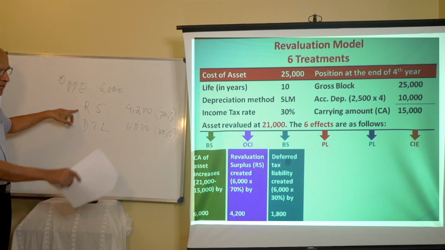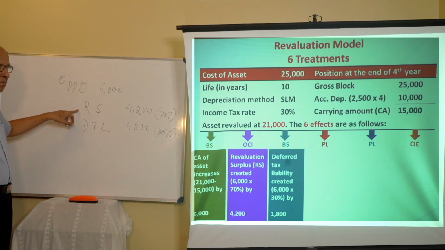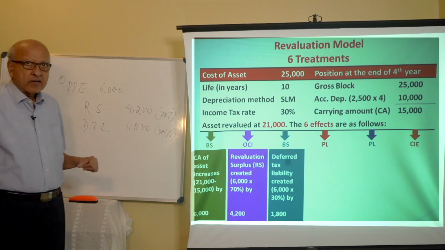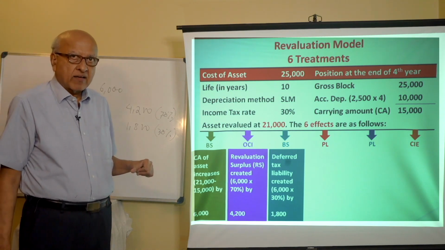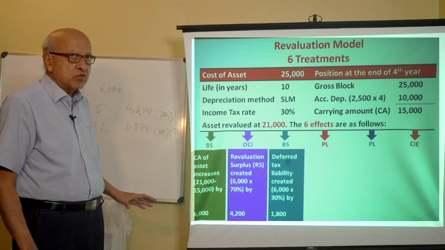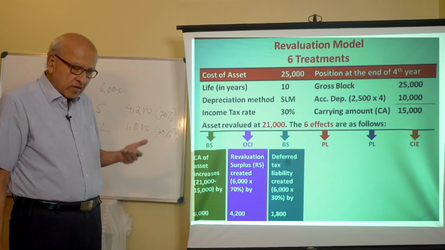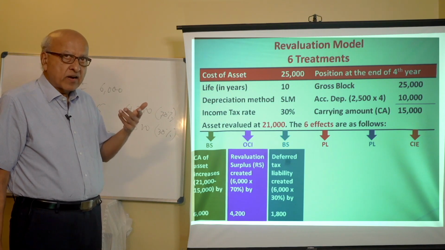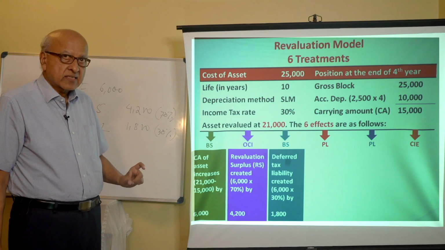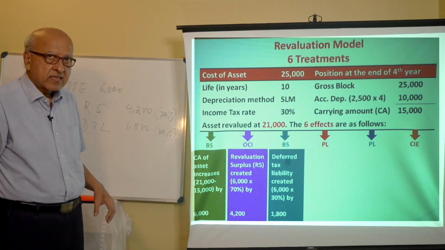It will appear first of all in OCI. Thereafter, it will find a place in the balance sheet under other components of equity, and deferred tax liability will find a place in non-current liability. So these first 3 things when one asset is revalued: increase of the asset by the amount revalued, revaluation surplus credit net of income tax, and deferred tax liability is created.